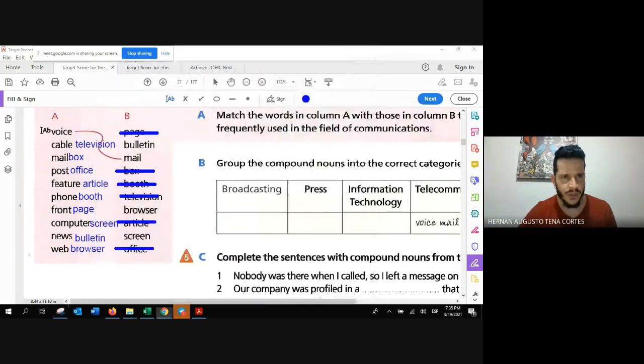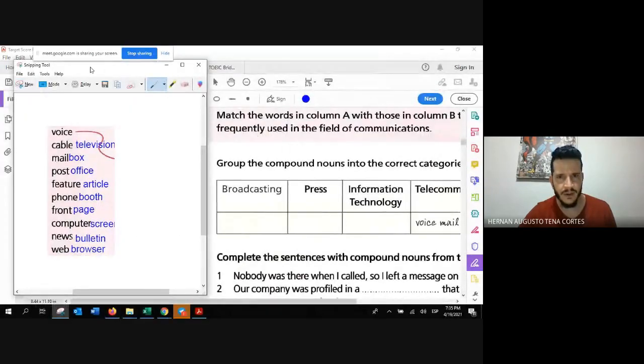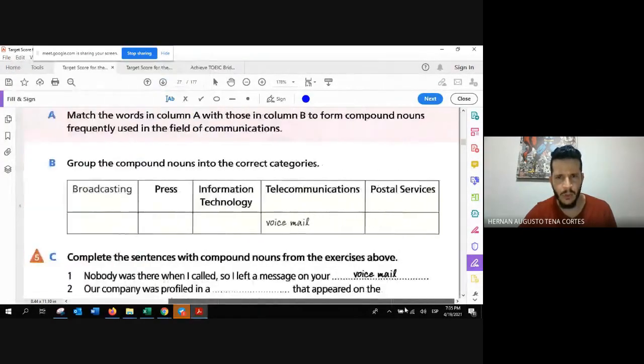I want you to focus on these words here. Where would you put these words in these categories?